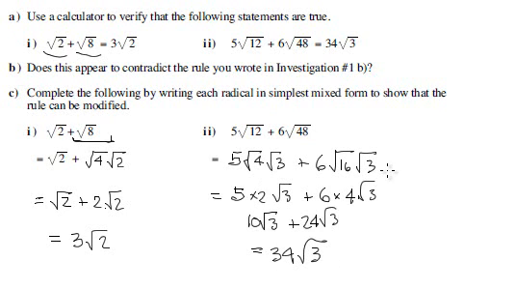So the rule we originally stated was never add radicals unless their radicals match, unless they have the same radicand and the same radical type. If they don't, that doesn't mean instantly give up. The next thing you do is, okay, these don't match.